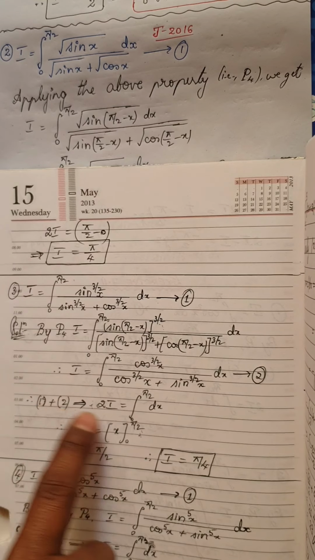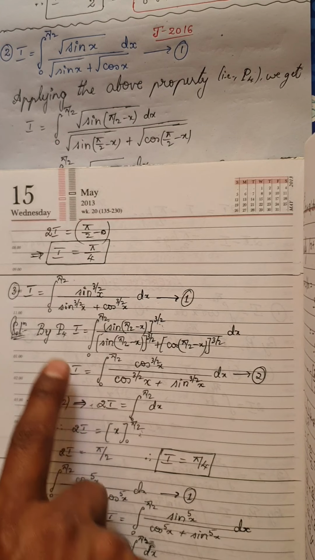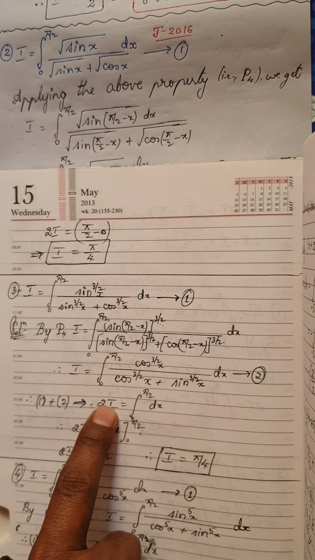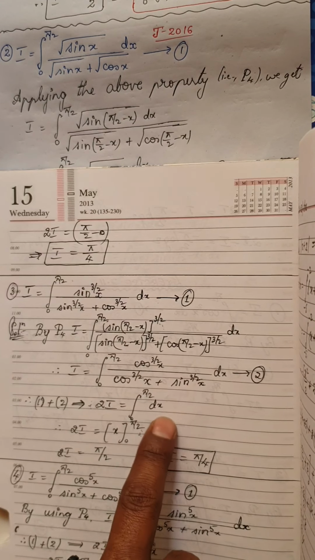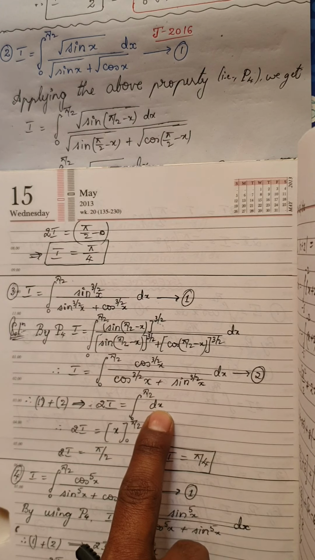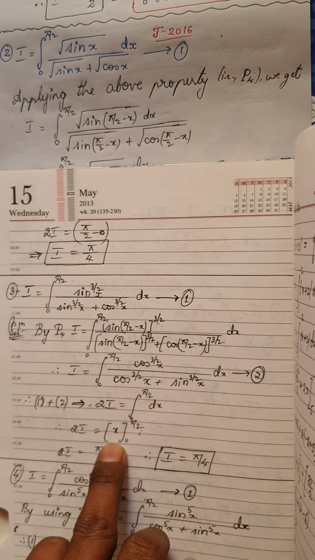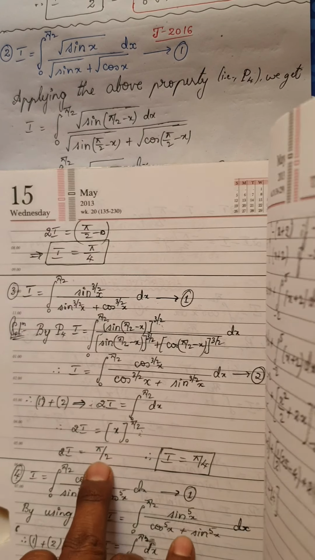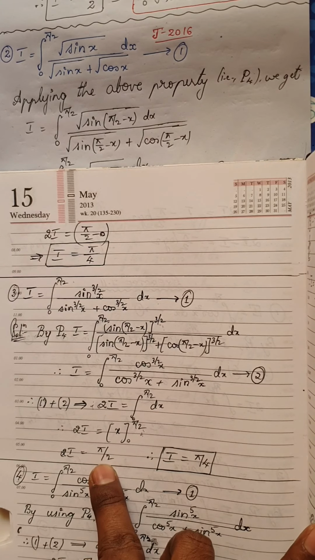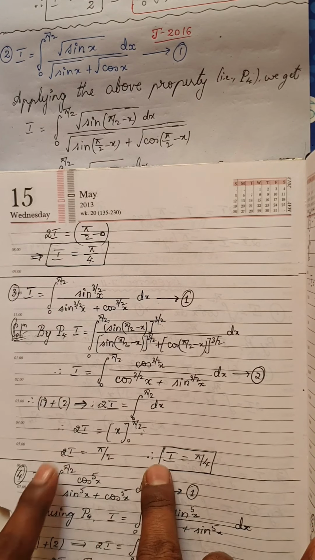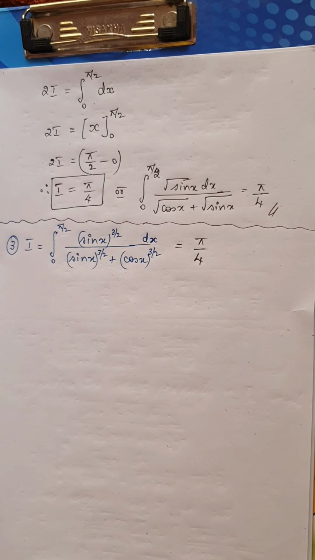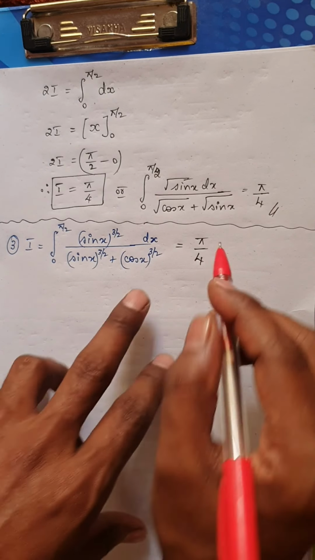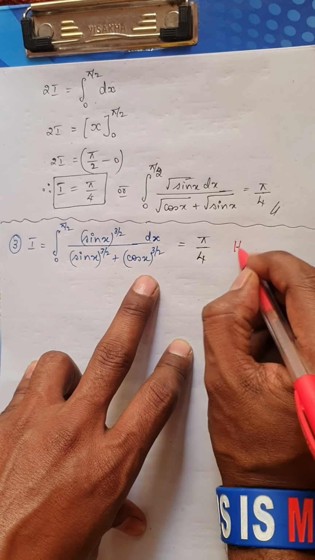Now, as we did before, we are going to add equations 1 and 2. If you add, the left hand side becomes 2I, and as we have done in the previous question, the numerator and denominator completely cancel. You are just left with dx. Next, the integral of dx would be x. If you apply the limits, it would simply be pi by 2. Now the left hand side is 2I, therefore I would be pi by 4. So the answer for this question also would be pi by 4, and you can try it by yourself.